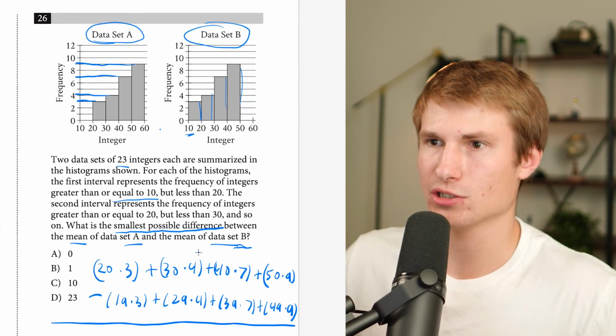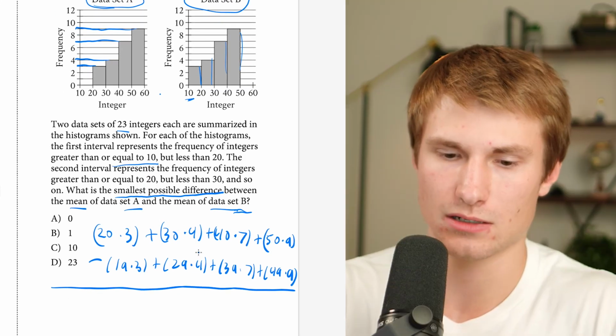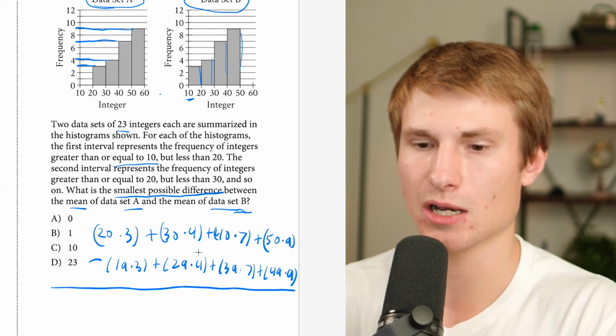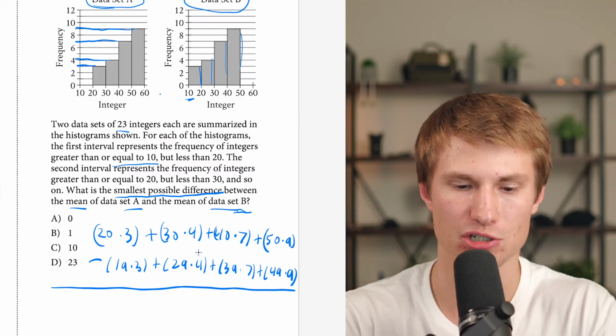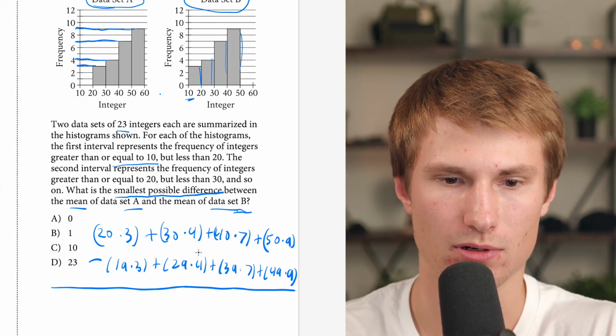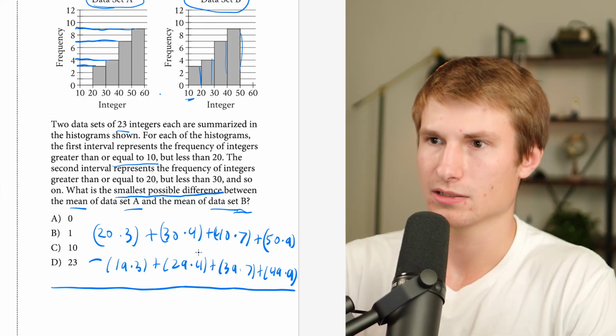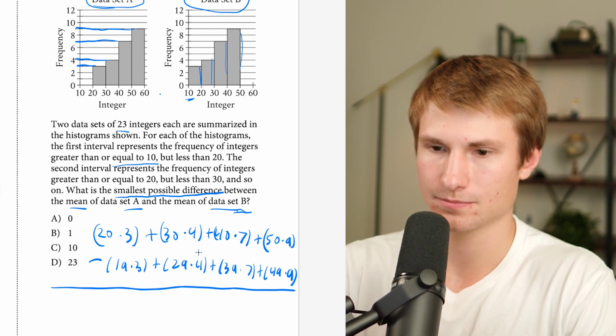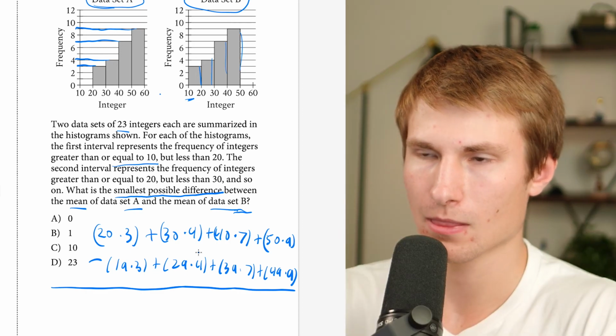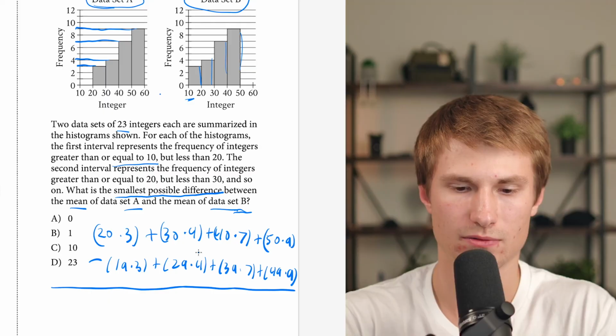So obviously this question is a little bit fatiguing, but the actual math itself is fairly simple. It's really about getting it set up correctly and understanding the logic behind the question. So let's go ahead and type this out. So we got 20 times 3 plus 30 times 4 plus 40 times 7 plus 50 times 9.